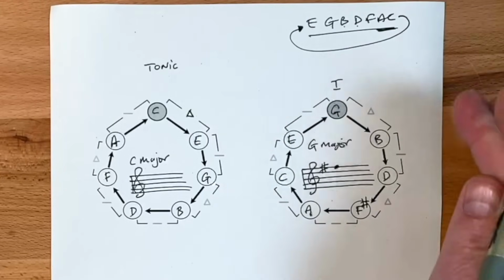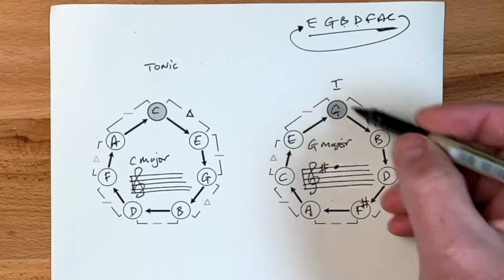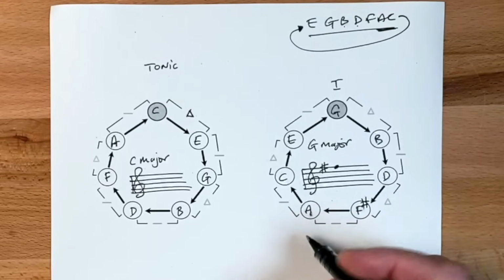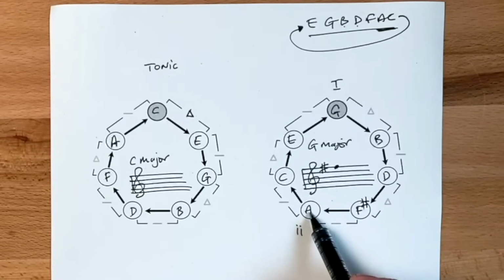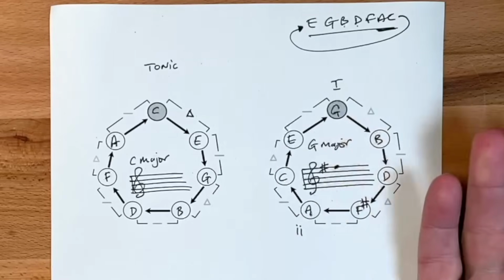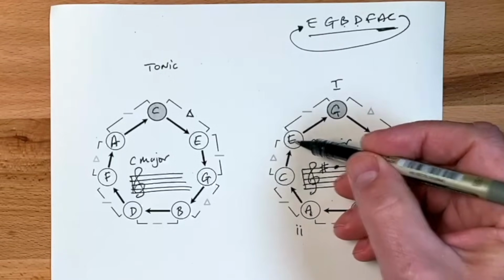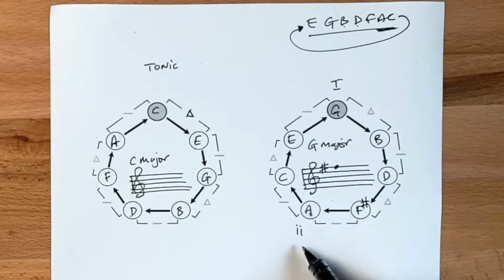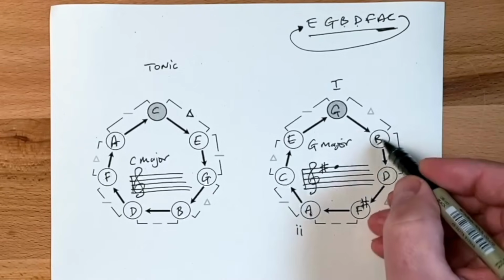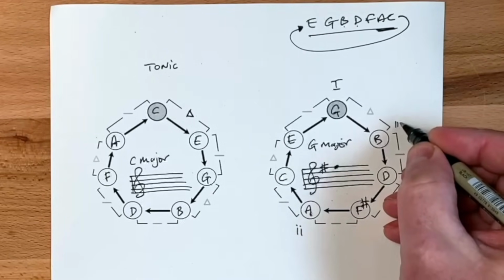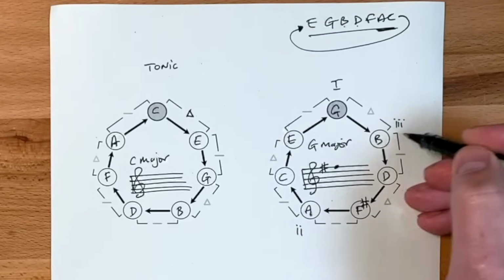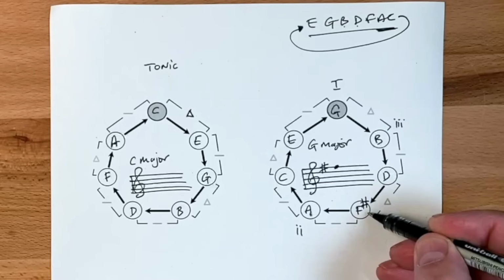I'll go through the chords one at a time. A, B, C, D, E, F, G, A. So this is going to be chord 2. Chord 2 that we know is minor: A, C, E. There you go. There's the root, third and fifth of chord 2 in the key of G major. Next letter up is going to be B, which is going to be chord 3, which we know to be B minor. Let's take that up there. We've got B, D, F sharp.